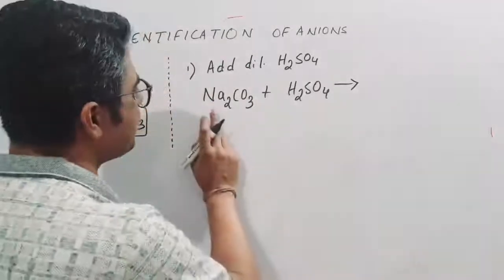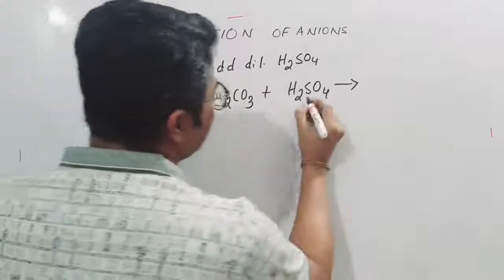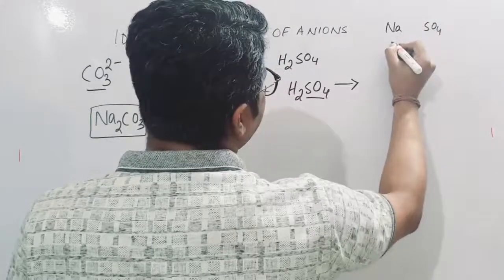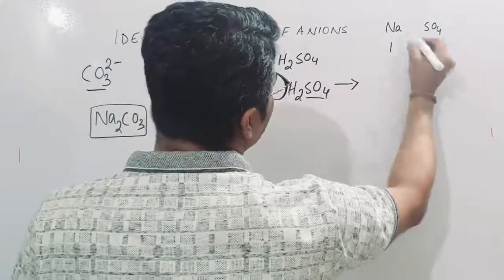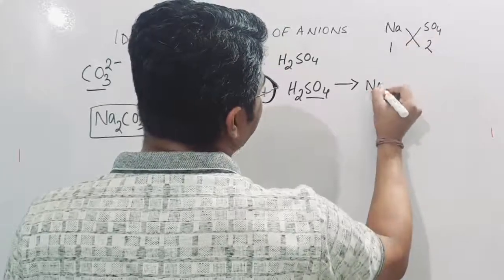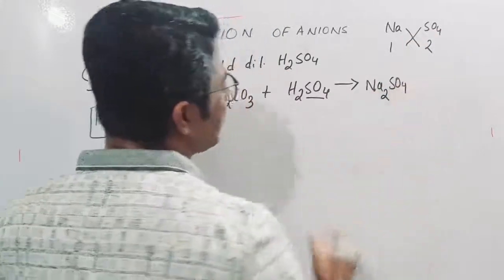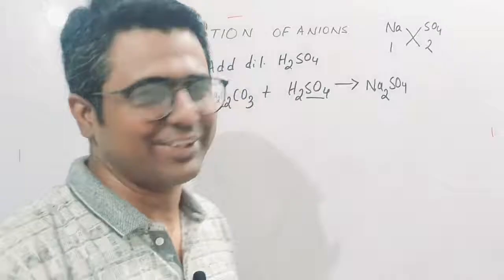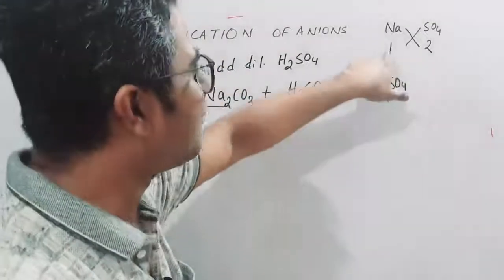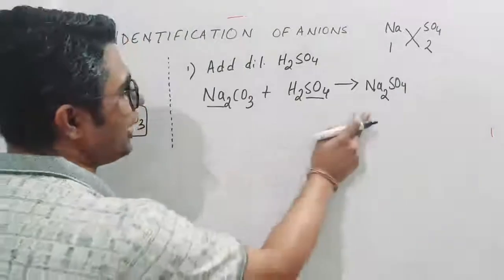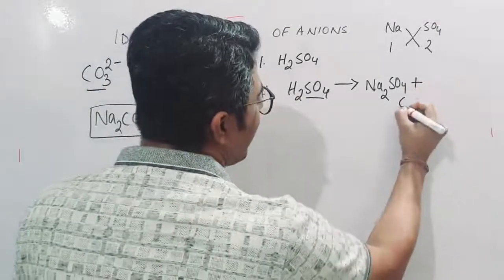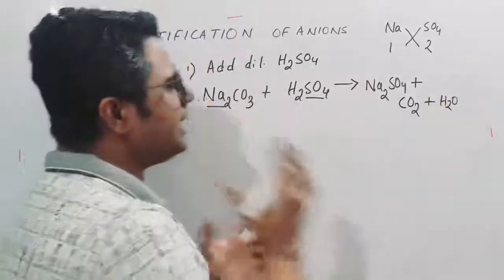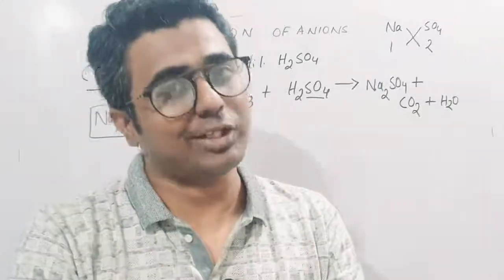So the salt will be made of which ions? This is your cation, this is your anion. Here write sodium, here write sulfate. Sodium valency 1, sulfate 2, cross multiply, write the formula like this. Make it logical, make it mathematical, don't make it complex. Your salt is formed. Now you have only CO2 plus water. Any carbonate will react with any acid to form salt plus water plus carbon dioxide.